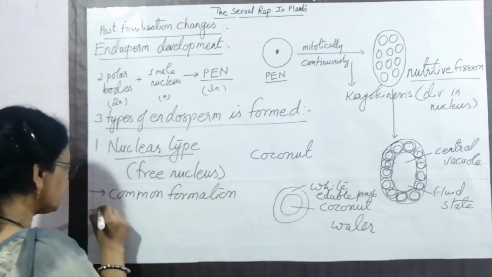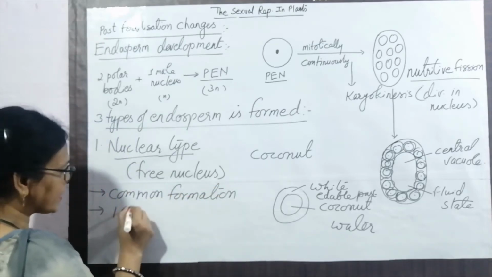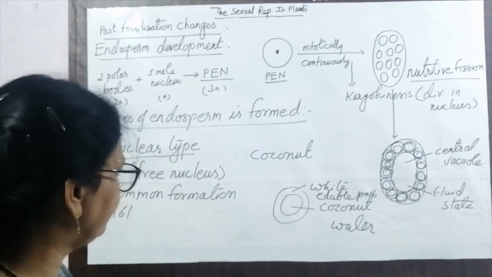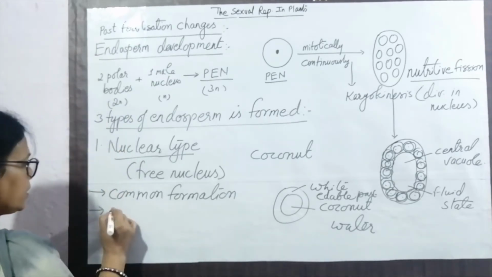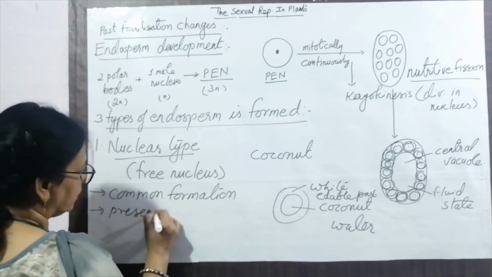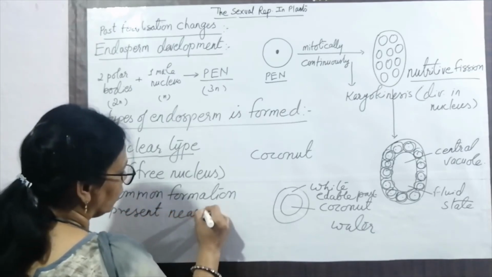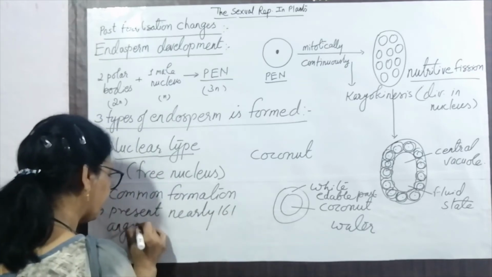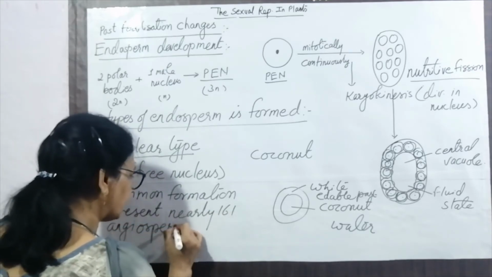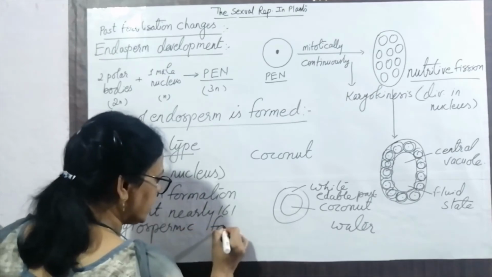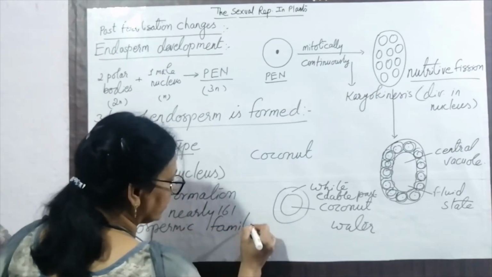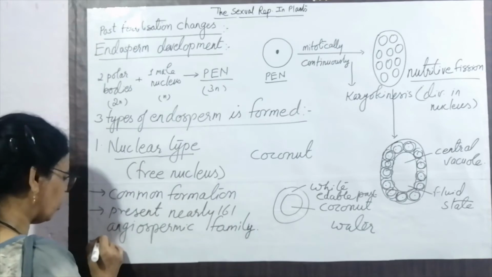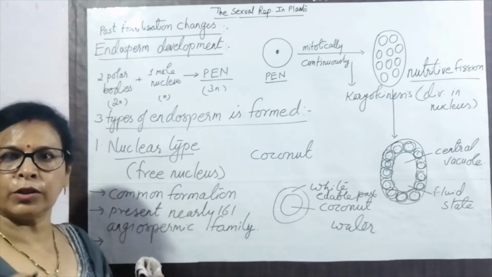Why is it common? Because it is present in nearly 161 angiospermic families. So it is a common type of endosperm formation.